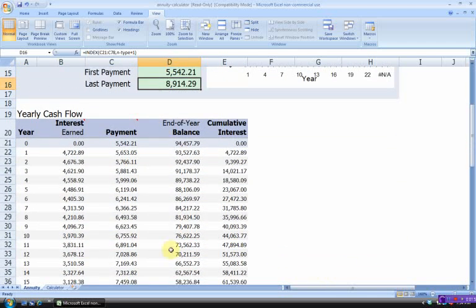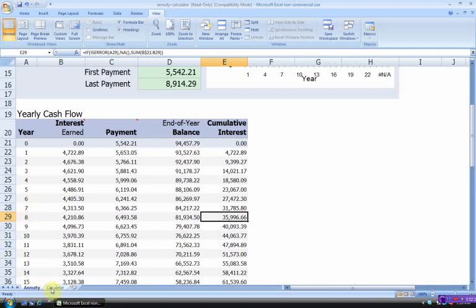Let's scroll down a little bit here, and you see that we have a nice table with the year number, the interest earned in that year, the payment amount, how much you are receiving, the end of the year balance, and the cumulative interest, the total interest that you've earned so far on the annuity. So this is a very nice tool to determine a payment schedule for any individual annuity based on certain inputs.